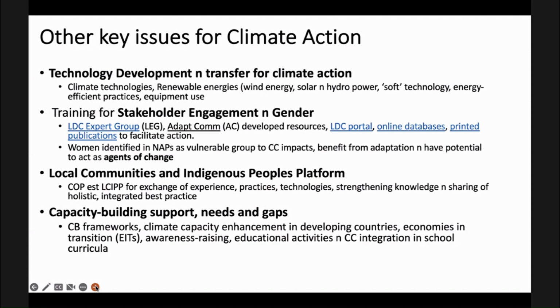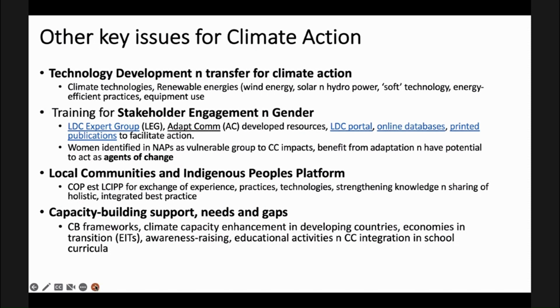We need to engage, and there's a platform created to see that local communities and indigenous people do a series of steps and adopt holistic integrated best practice, some of which they're already doing. And we need to learn from it. And finally, capacity building support clearly identified both for developing countries and economies in transition, and a series of steps to be addressed on awareness raising, education activities, and CC integration. Some of them have started in school curriculum.